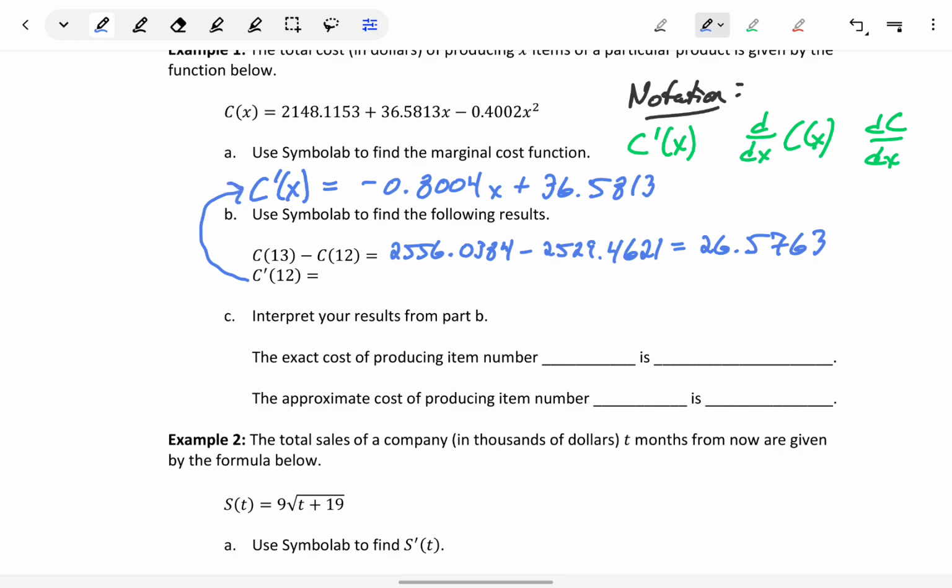Then that next piece is asking us to evaluate c prime of 12, which in this case would be using that derivative function we just calculated. So we would plug in x equals 12, and we would get a result of 26.9765.